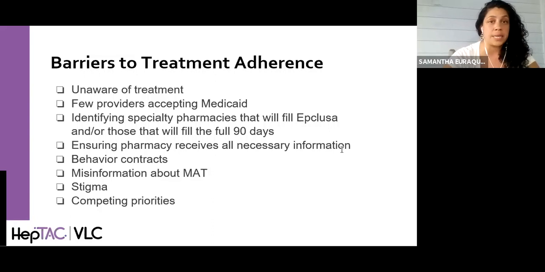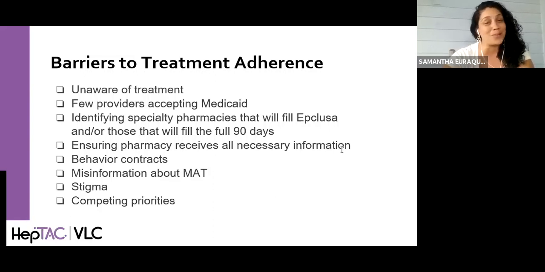Also, the full 90 days, some providers will not do the full 90 days and want to test in between. That's been another point where we've had to do quite a bit of education, both from the provider detailers, Dr. Gia Tyson, and our linkage staff when they attend the appointments with clients.